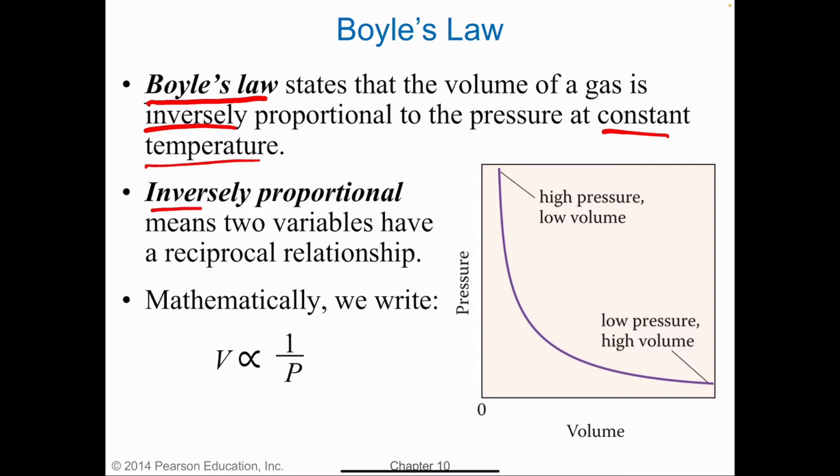Inversely proportional, like we saw, means that two variables have what's called a reciprocal relationship, meaning if the volume goes up, the pressure goes down, or if the volume goes down, the pressure goes up. Mathematically, you might represent it this way. This little symbol means proportional to. So the volume is proportional to the inverse of pressure. If the volume goes up, then the pressure is going to go down.